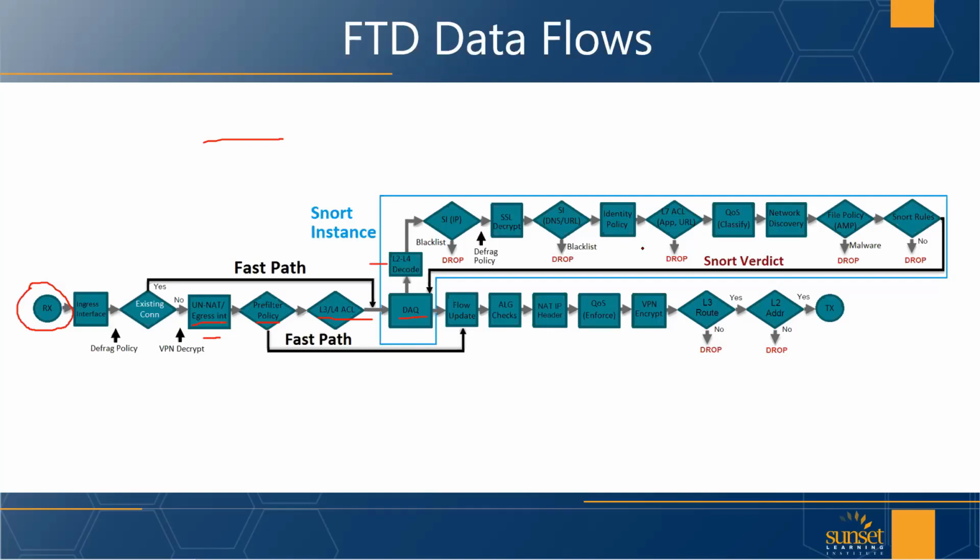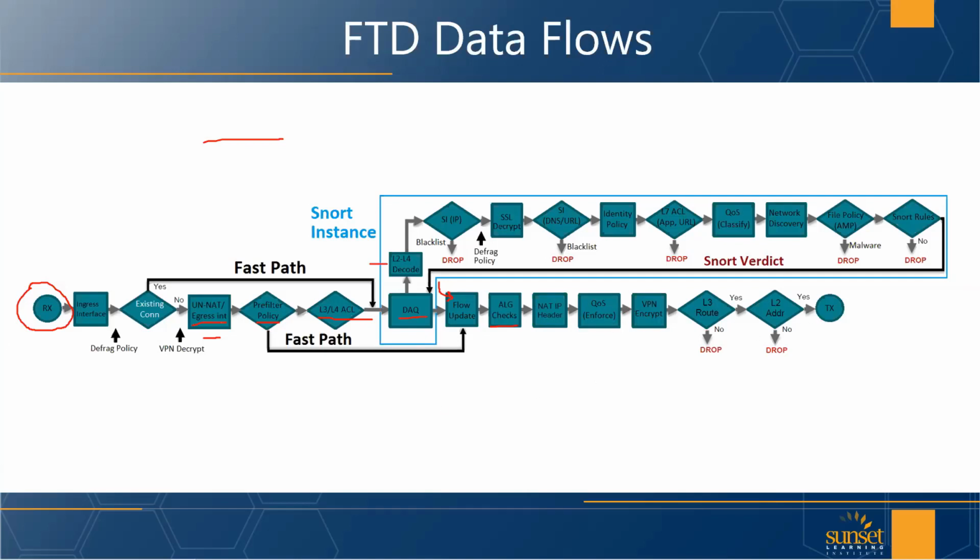Any one of these in the SNORT process can say, yes, it's good, or no, we want to drop it. In the case it says it's good, whatever we have turned on, it comes back to the DAQ. The DAQ then hands it to the flow updater, which is basically your state table. Then it goes to the ALG, and the ALG tells the interface, yeah, let it go through or block it. Then we go through our NAT, QoS enforce, VPN, and so on and so forth.